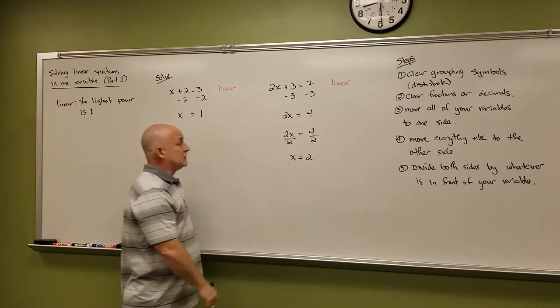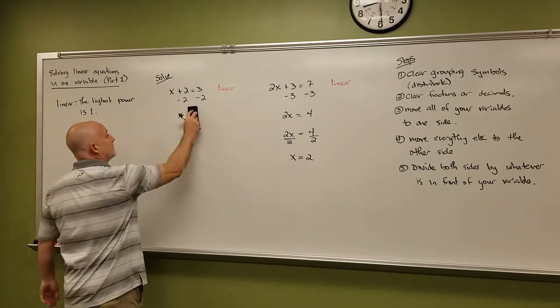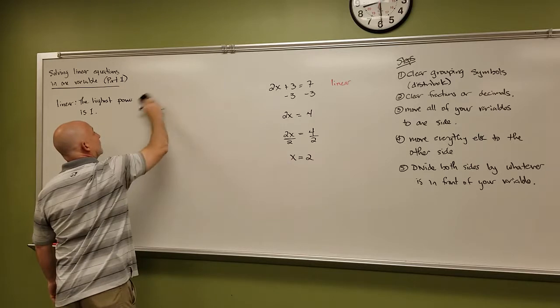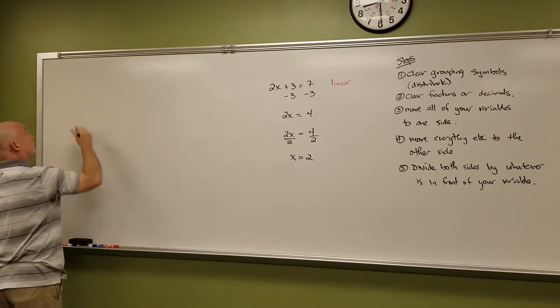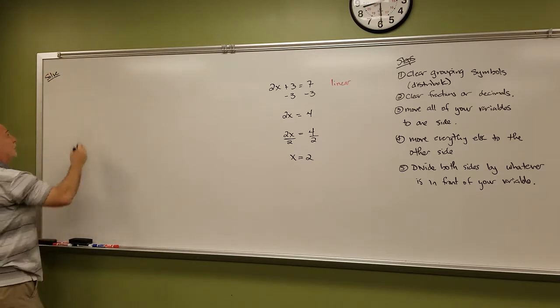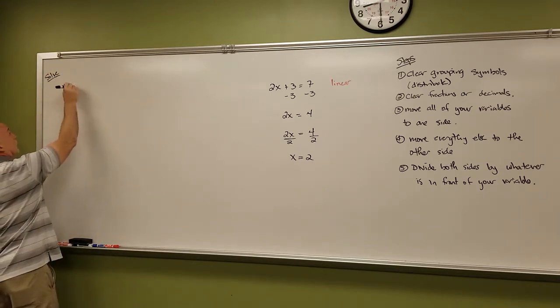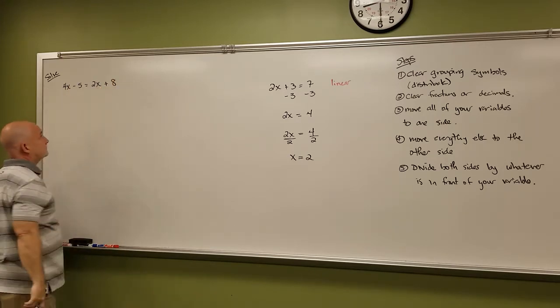So we get x is equal to 2. All right, step by step, every single time. So let's go back this way so we got a little bit more room. We can get rid of our title. You remember our directions are going to be the same for the entire lecture. It's just going to be solved. Let's say we got 4x minus 5 equals 2x plus 8.